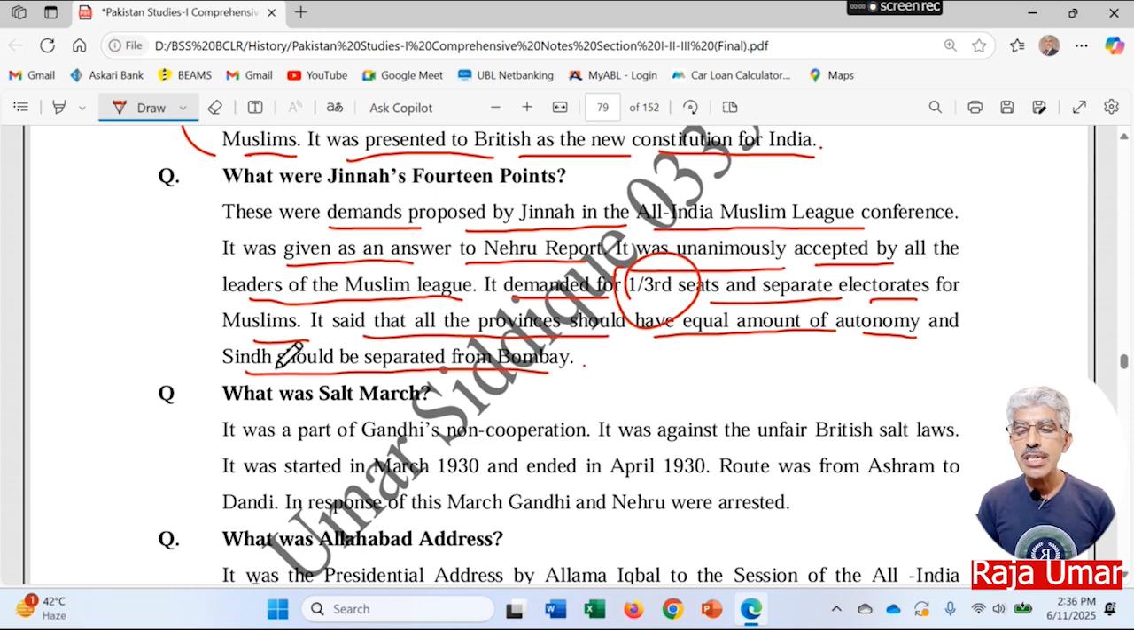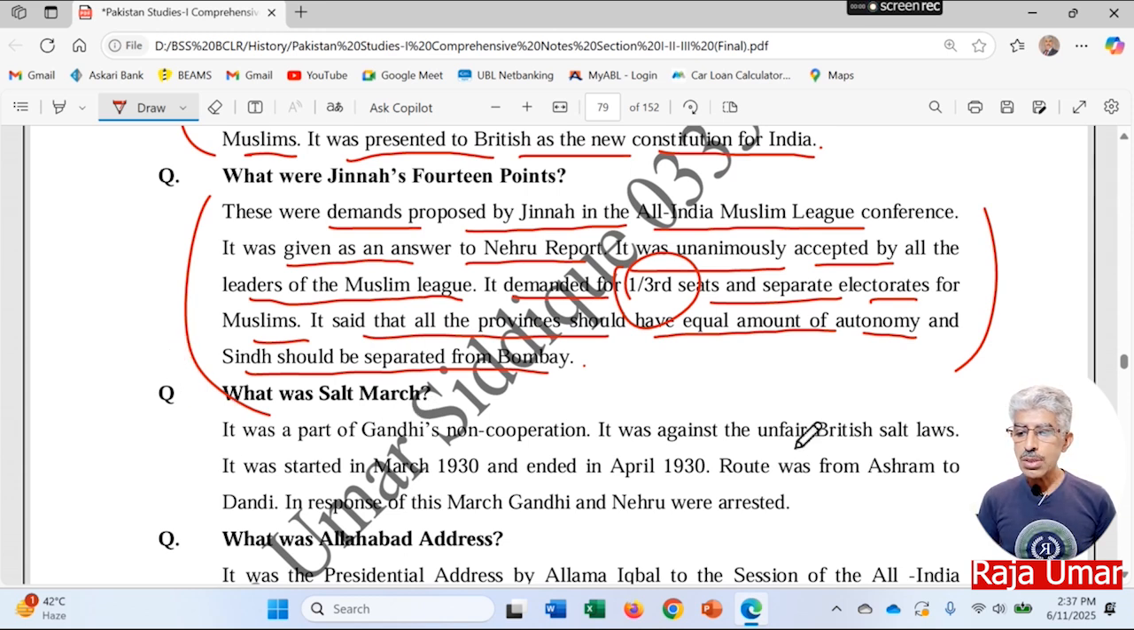So these were the demands of the Muslims in the form of 14 points published by Jinnah, opposing the Nehru Report and opposing the Simon Commission. But these were not accepted by the Hindus and by the British government.